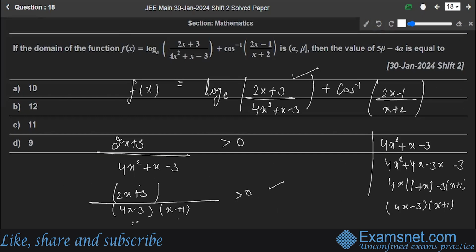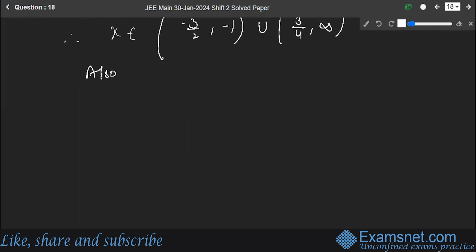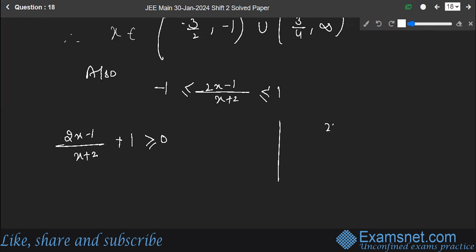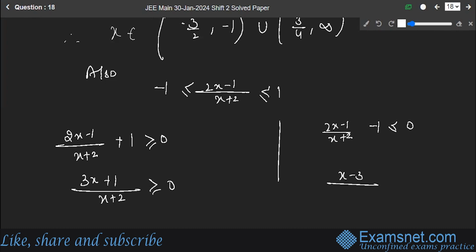Also, the second one, you know, cos theta lies between minus 1 and 1. So that means this lies between minus 1 and positive 1. So you have (2x minus 1) upon (x plus 2) plus 1 greater than or equal to 0, or you have (2x minus 1) upon (x plus 2) minus 1 less than or equal to 0. This will give me, on solving, (3x plus 1) upon (x plus 2) greater than or equal to 0. And this will give me (x minus 3) upon (x plus 2) less than or equal to 0.